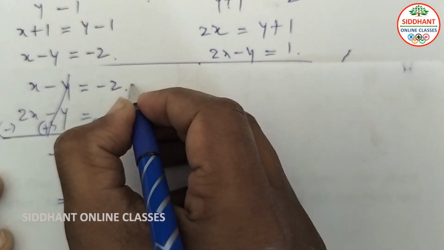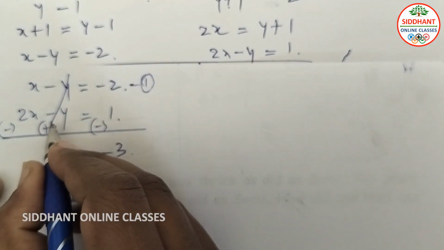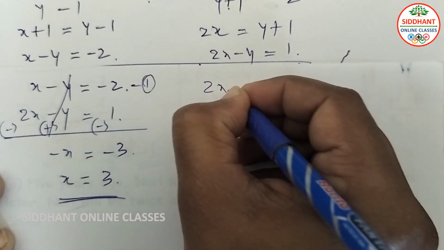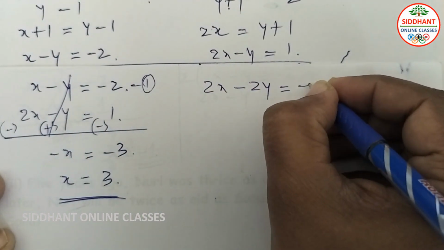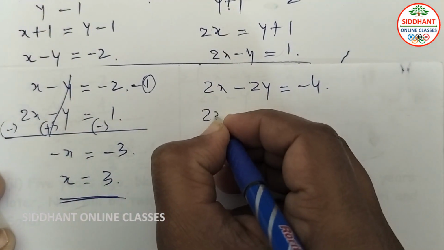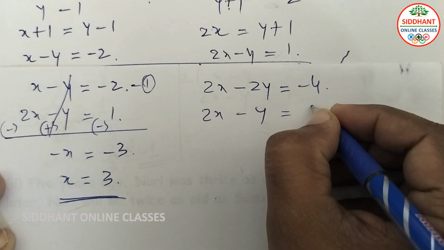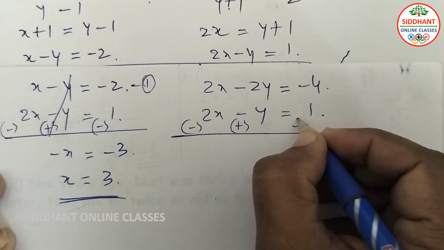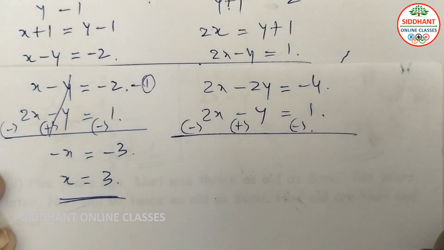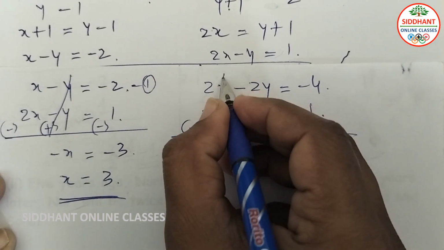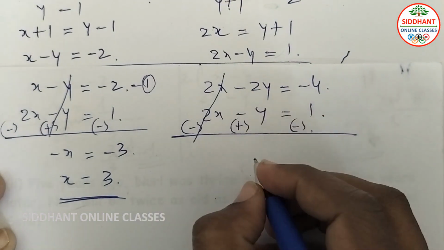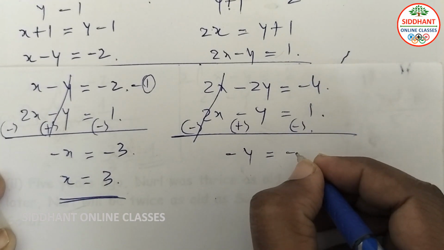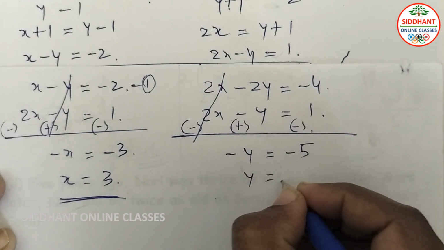Now this first equation we are going to multiply by 2 in order to cancel the x values. When you multiply this by 2, we get 2x minus 2y equal to minus 4, and the second equation 2x minus y equal to 1. Now changing the signs, minus 2x plus 2x cancel. Here minus 2y plus y will be minus y, that equals minus 4 minus 1, which will be minus 5. So y equals 5.